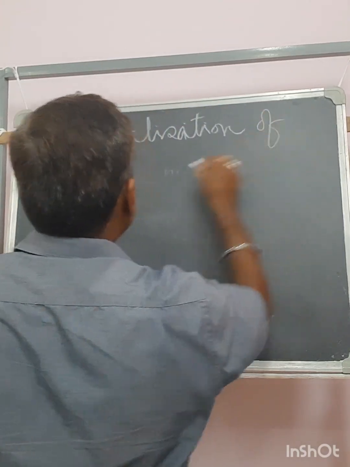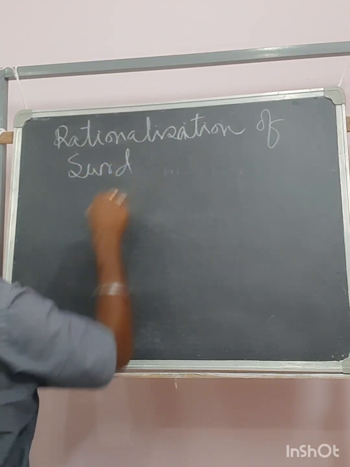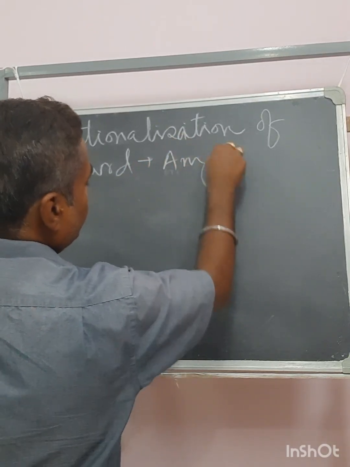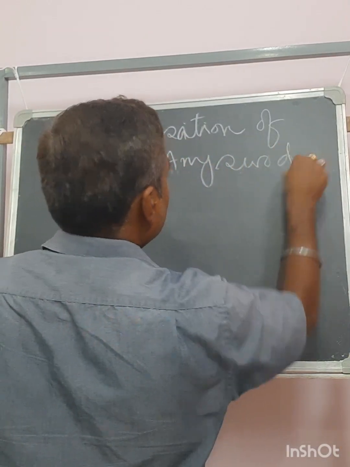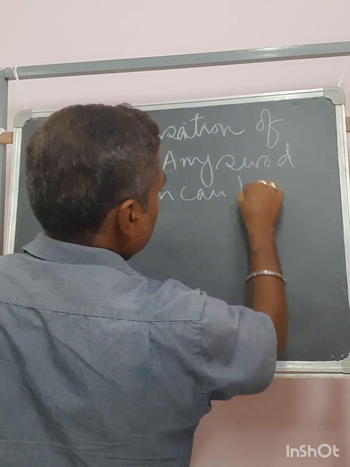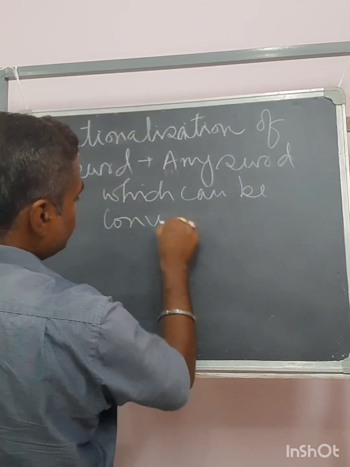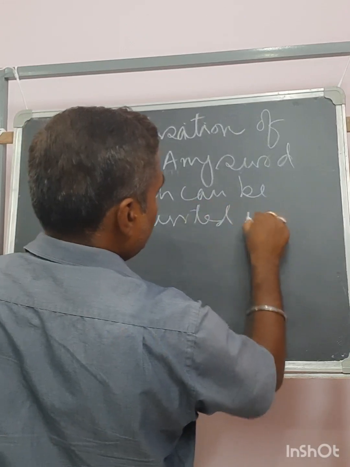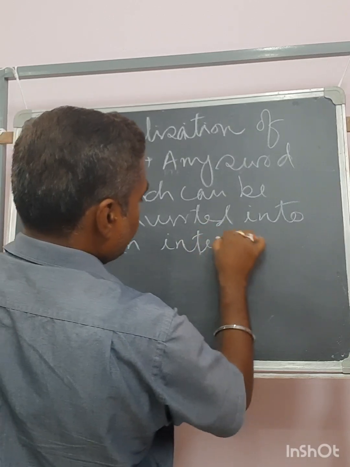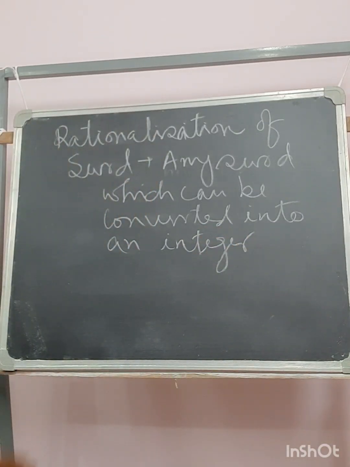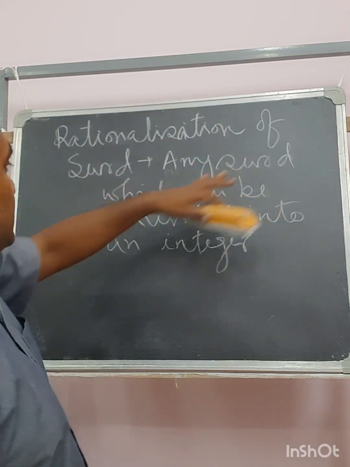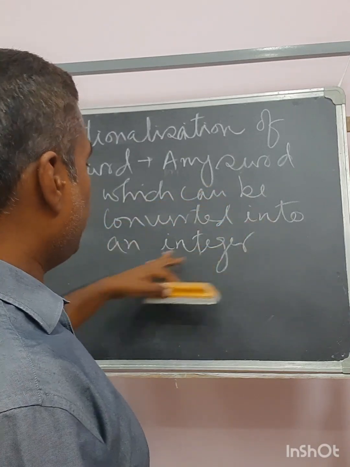Rationalization of surd. In this case, any surd which can be converted into an integer is the rationalization. This process is called rationalization, where any surd can be converted into an integer.